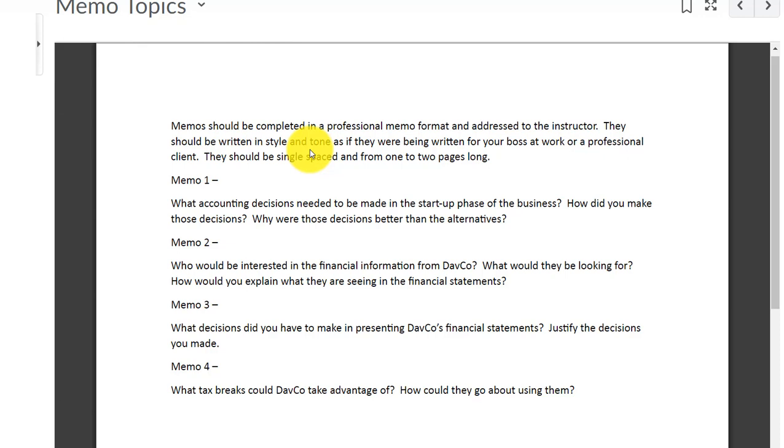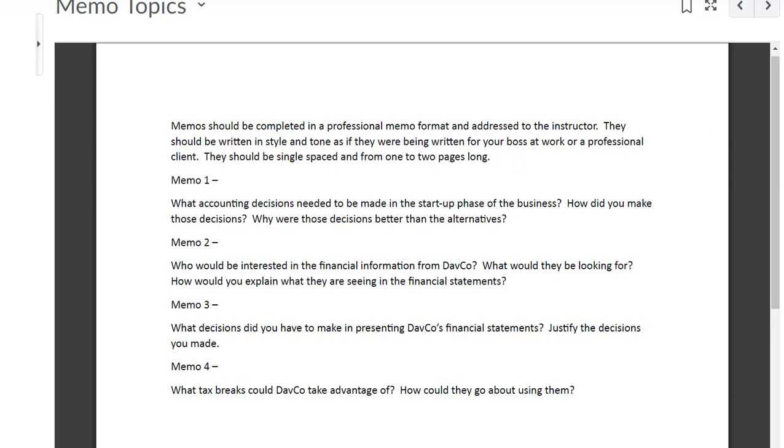Memo 4 is tax breaks. That's going to take a little bit of tax research. How would you find those tax breaks? Daveco is going to be a C corporation, and therefore we're going to do a Form 1120, and that will hopefully give us some clues as to what tax breaks might be available that you could advise Daveco. Now, in the first year, if you lose money, tax breaks really don't matter. But as Daveco gets going, and in theory is going to make more money in future years, what could they do now that would allow for those tax breaks?